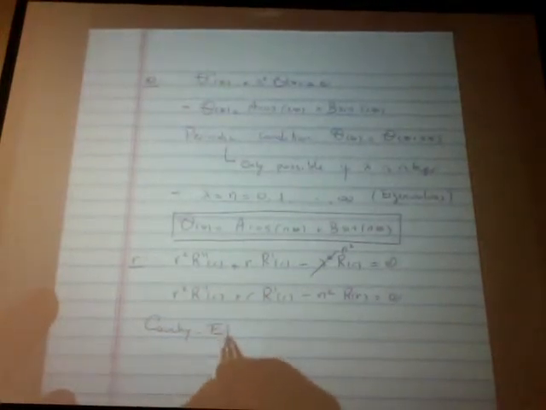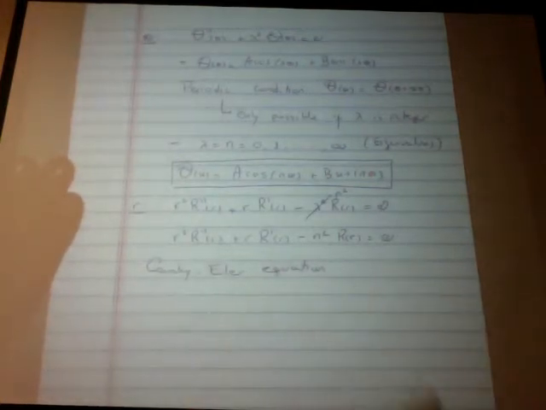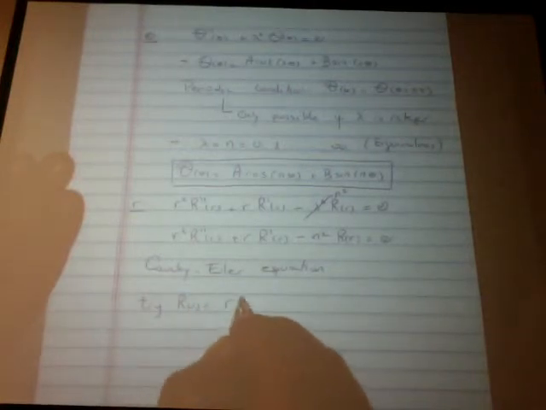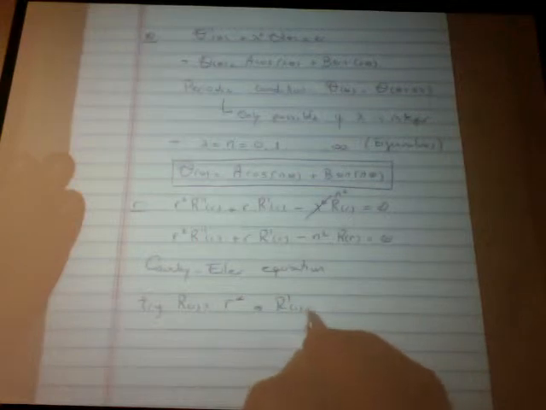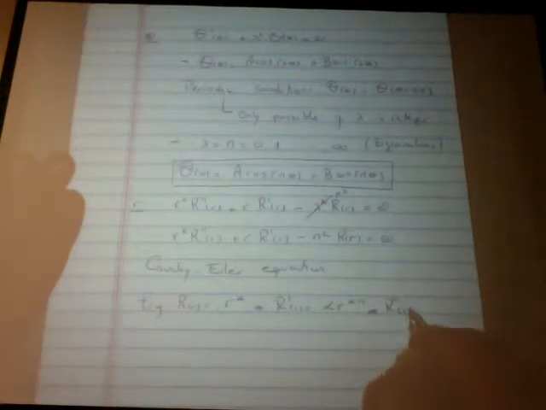Cauchy-Euler equation. Remember, the Cauchy-Euler equation is the simplest of all. When we have something that looks like that, we can try the solution R of r equals r to the alpha. Therefore, R prime of r will be alpha times r to the alpha minus 1. And therefore, R double prime of r will be alpha times alpha minus 1 times r to the alpha minus 2.